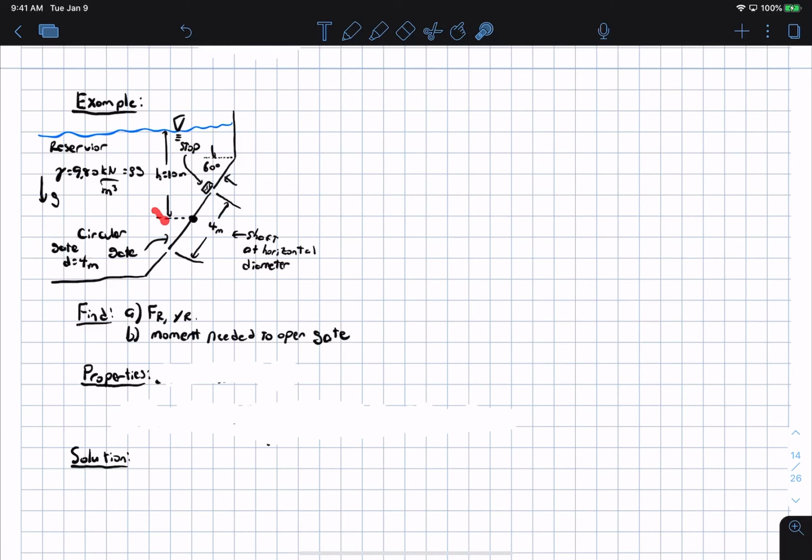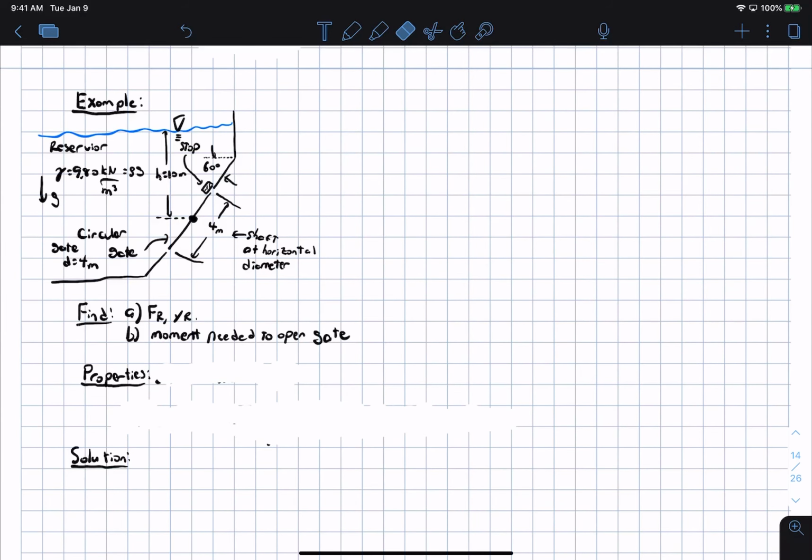To keep the moment from trying to open the gate, there is a stopper here. So now what we want to find, if you want to design the pin, you want to know the resultant force that is pushing on the gate. And if you want to analyze how hard you're going to have to apply a moment to the shaft, that is basically how much of a moment you need to apply to the shaft to open the gate, to counteract the moment that the water produces on the gate. And so we're asked to find those two things.